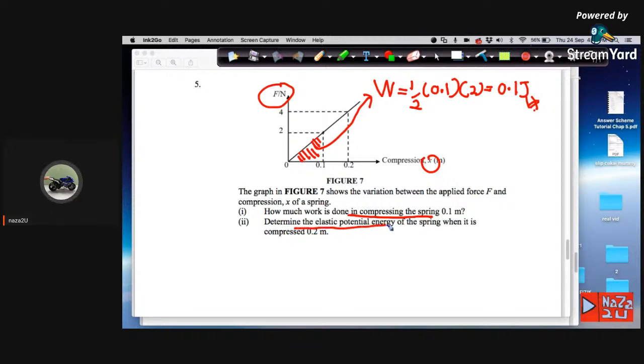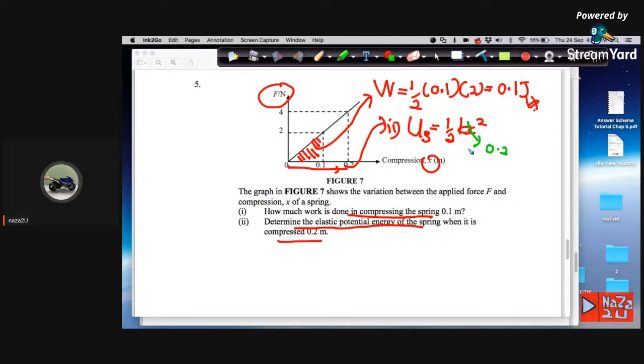That means the elastic potential energy of a spring when it is compressed by 0.2. So now for the compressed spring 0.2, this is number 2. What is the elastic potential energy? Here I write US, elastic potential energy. The equation for elastic potential energy is a half kx square, where x is the compression. Here it is 0.2, so x here is 0.2.